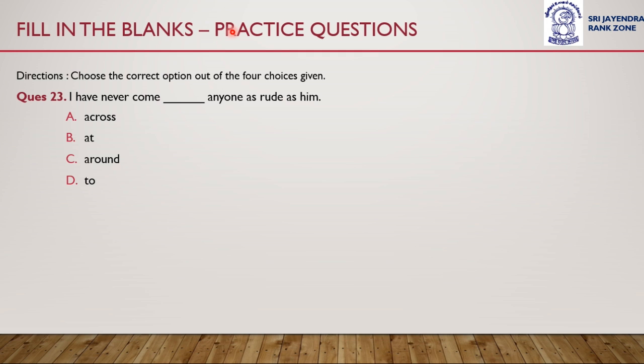I have never come across anyone as rude as him. I have never come at anyone as rude as him. This does not fit. If we fit option C, around, I have never come around anyone as rude as him. And then the last option could be written as, I have never come to anyone as rude as him. So option A and C sound correct. So what would be the answer?